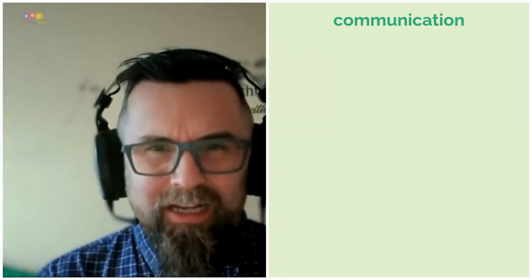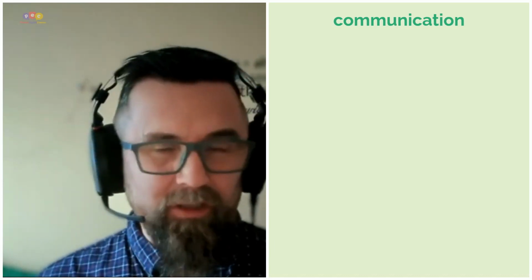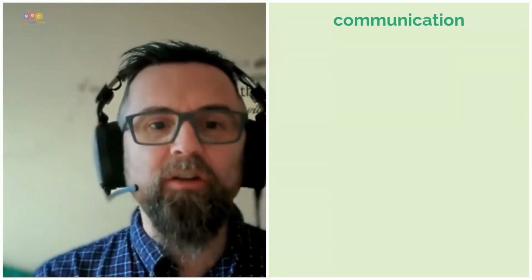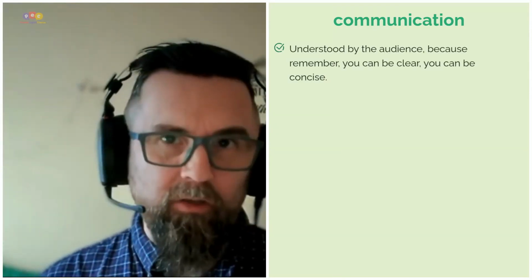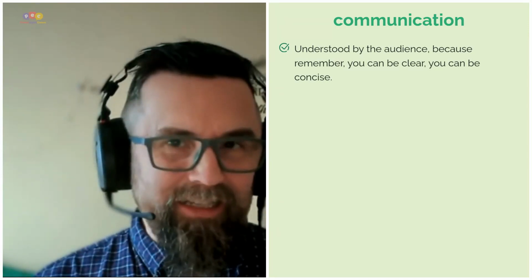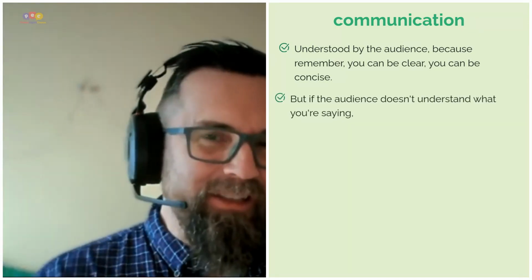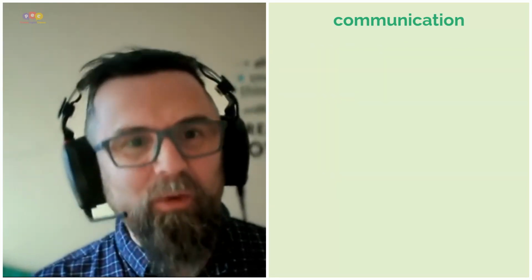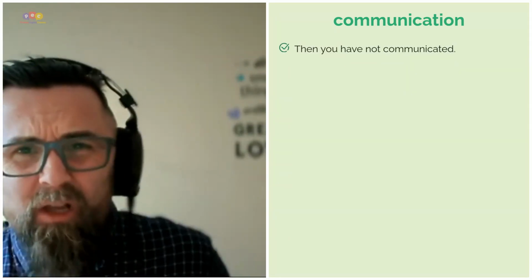So let's start with a definition of effective communication. It's a clear and concise exchange of information. That is what clear communication is, to ensure there's a clear and concise exchange of information. And it ensures that the message is accurately conveyed and understood by the audience. Because remember, you can be clear, you can be concise, but if the audience don't understand what you're saying, then you have not communicated.